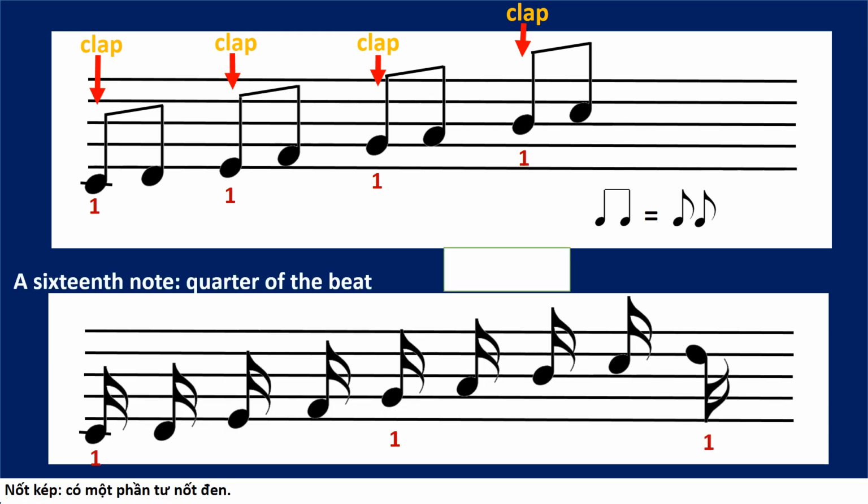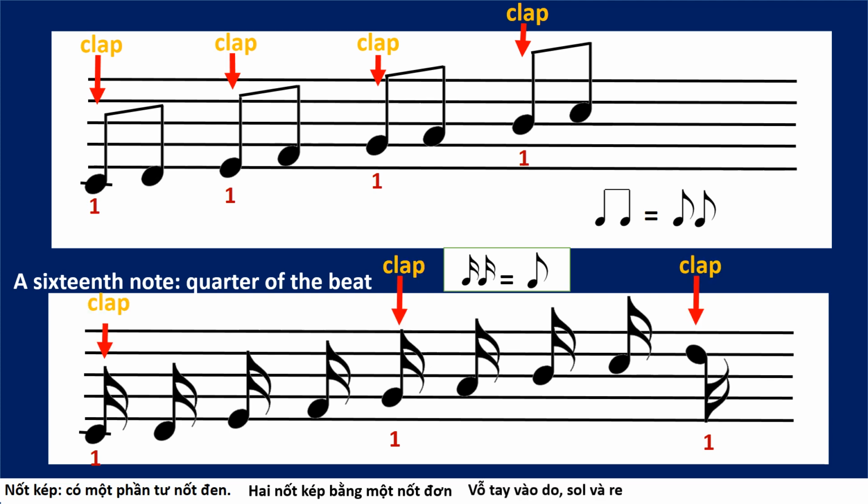A 16th note equals a quarter of the quarter note. 2 16th notes equal an eighth note. Clap at do, sol, and re. Do, re, mi, fa, sol, la, si, do, re. Try again. Do, re, mi, fa, sol, la, si, do, re.